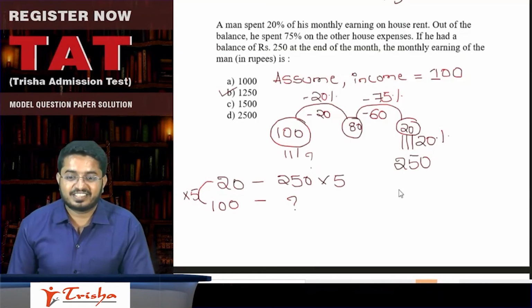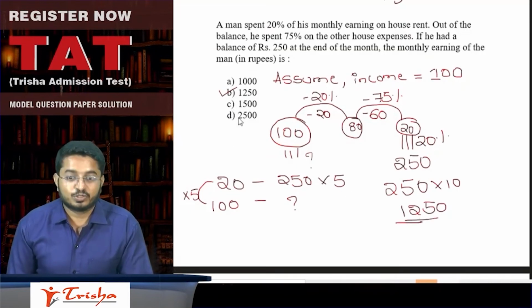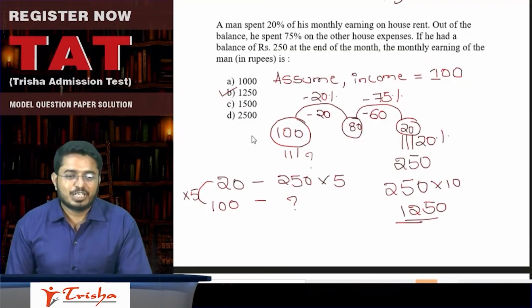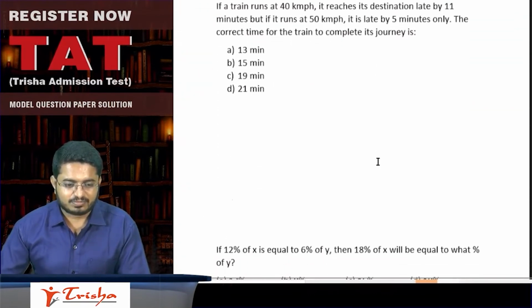You can do this in another way also. 250 into 10 is 2500, correct? And half of 2500 is 1250. Half of 10 is 5, half of 2500 is 1250. So you can find out an answer for this in multiple ways. Let's go to the next question now.